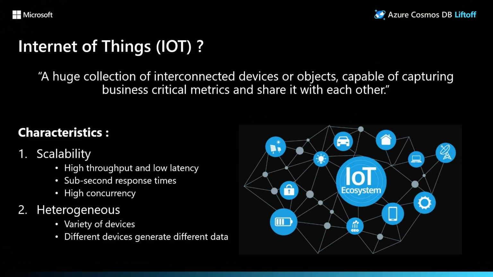Let us first understand the characteristics of IoT devices. IoT devices typically require scalability, high throughput, high concurrency, and low latency. Since IoT devices are growing at a very rapid pace, while designing an IoT app it becomes crucial to choose the right technology early, which can keep up the pace and allow the system to grow without affecting its performance over time.